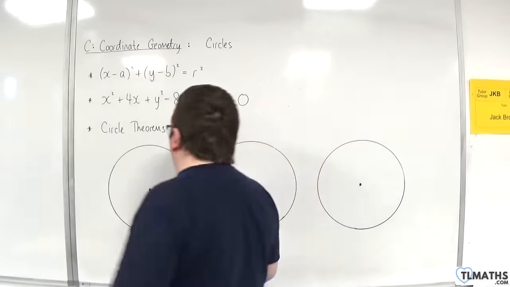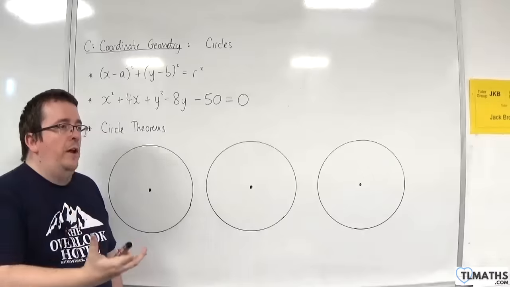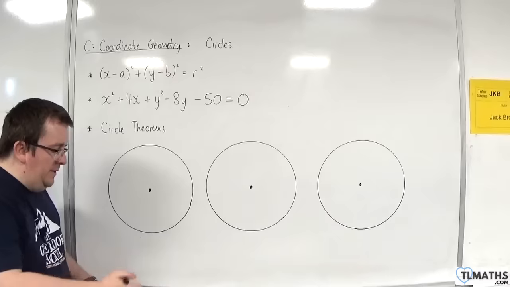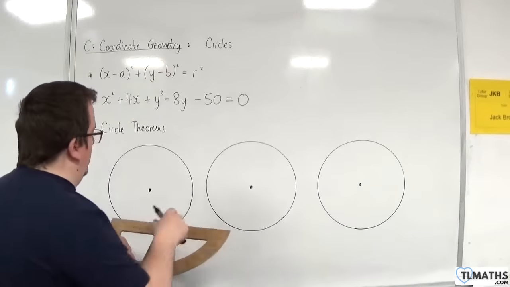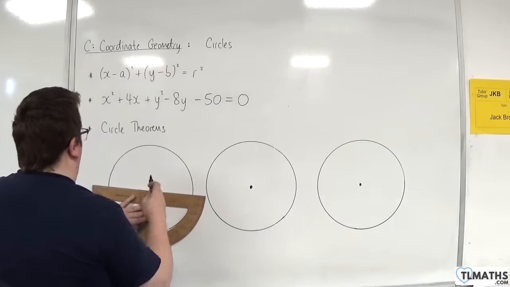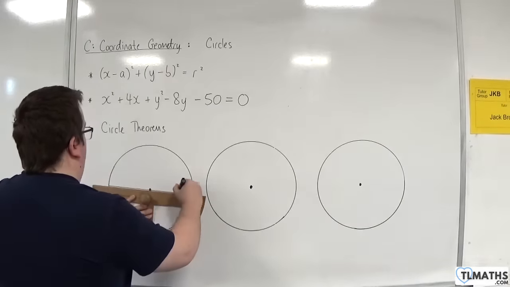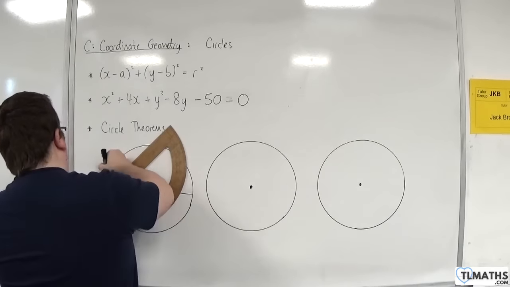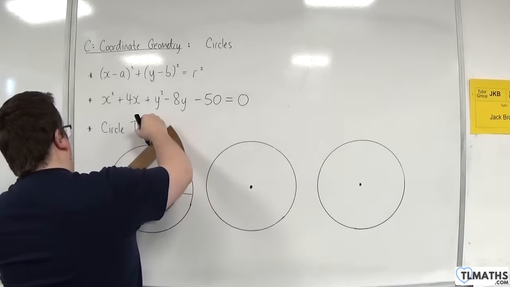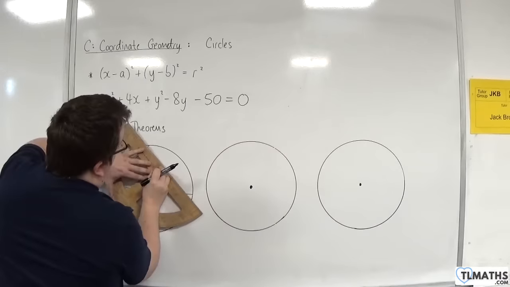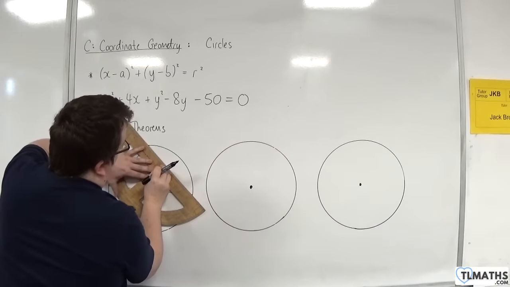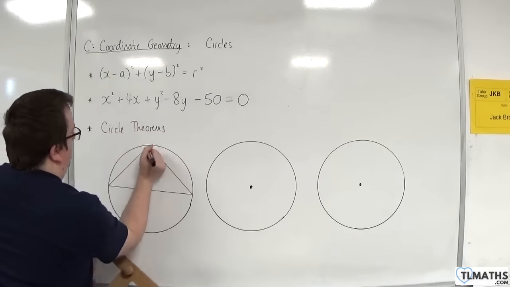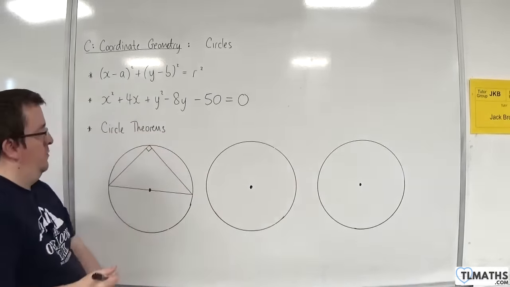Now, circle theorems. You're not going to go into such detail as you do with GCSE, but the ones that you need to know are that if you've got this as a diameter of your circle, then if I draw a triangle using that as one of the sides, and all three corners touch the outside of the circle, this will be a right angle.